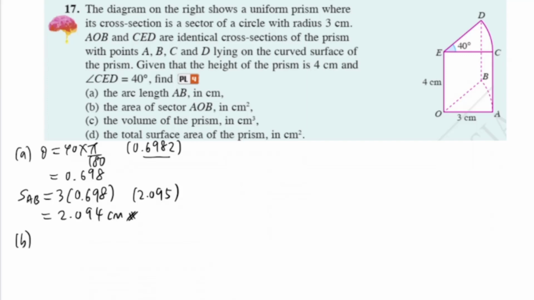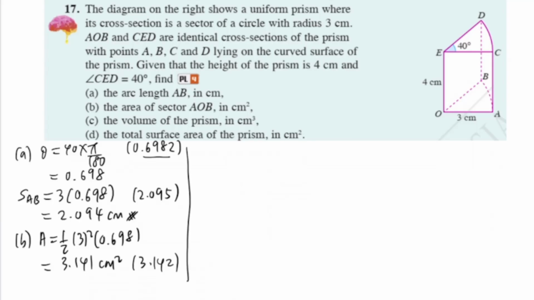Okay, next, I want to find the area of the sector. Area of sector, very simple, half r squared theta. Your radius is 3, theta 0.698. This is if you're using the textbook. You should get 3.141. And again, if you use the other answer, wow, this is a bit annoying, right? You get 3.142. Okay, so I will show you two answers. I would actually prefer to write the other way around. I prefer to write my answer rather than the textbook answer, but yeah, since I've written, never mind.